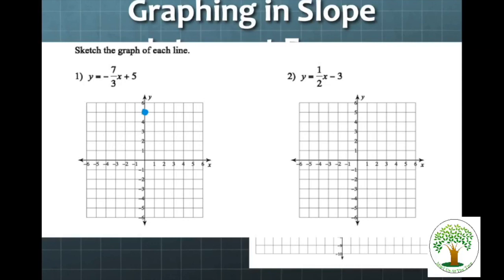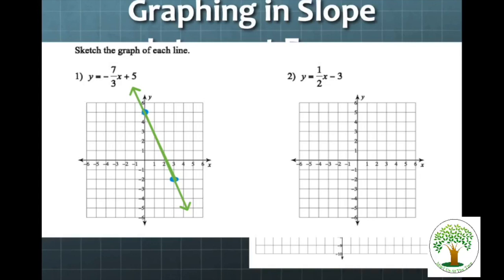And good thing that we have to go down because we can't go up really very far. So we're going to go down 7. 1, 2, 3, 4, 5, 6, 7, and over 1, 2, 3. Can't really go any further, so we're going to have to draw our line now. And there it is. Don't forget to draw your arrows. So the next one.